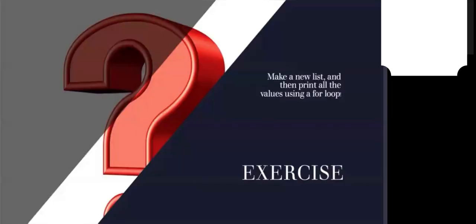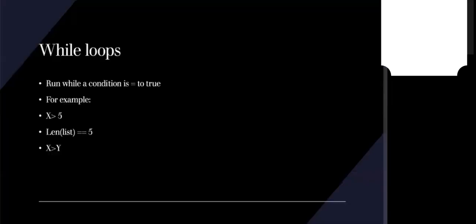So you can use loops for a lot of different things in Python, especially for loops. Now let's get a bit deeper. Now, here are while loops. While loops run while a condition is true or while a condition is false. For example, it can run while the value of x is less than 5, or while the length of the list is equal to 5, or while x is greater than y.